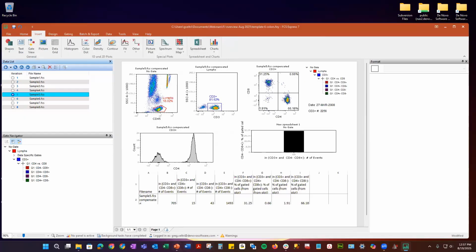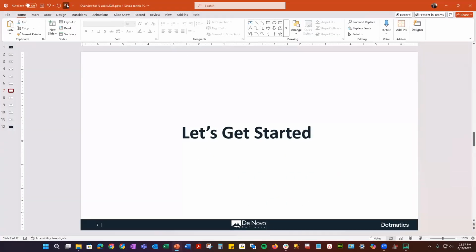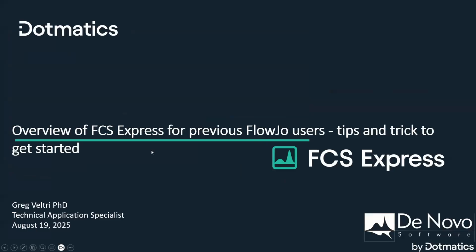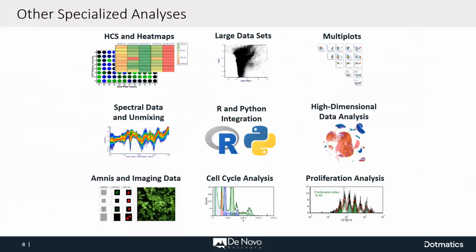Let me bring up PowerPoint for you. All right. So what I also like to mention is that we're also able to do different types of heat maps like I talked about, large data sets. We could do a multi-plot. So if you wanted to see how your compensation or unmixing went, you can do that too. These multi-plots can also be used for high dimensional data analysis. So your tSNE, UMAP, FlowSOM, all of those you could do.